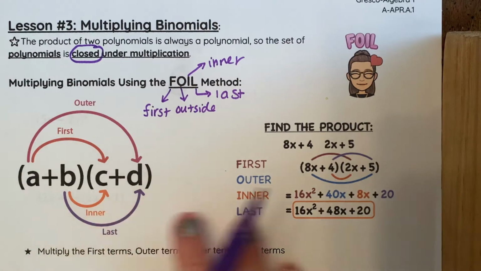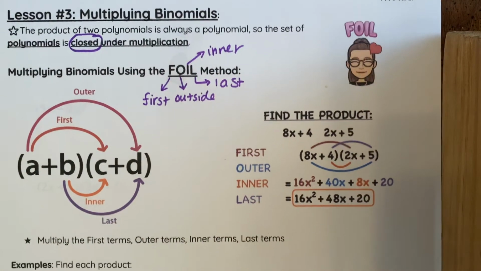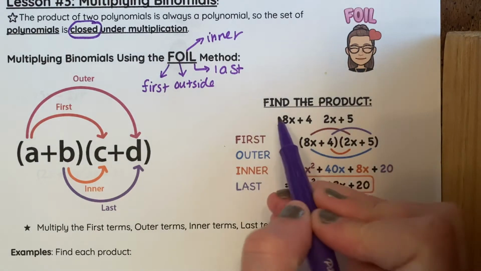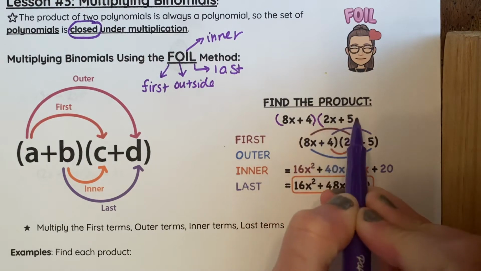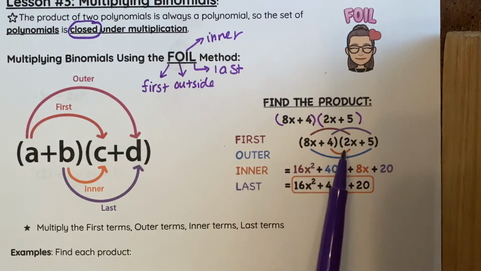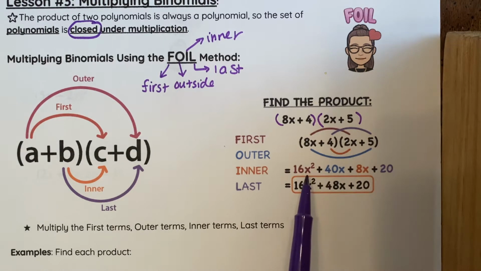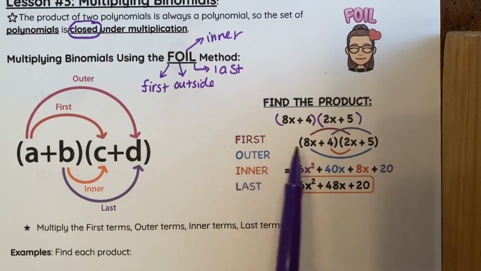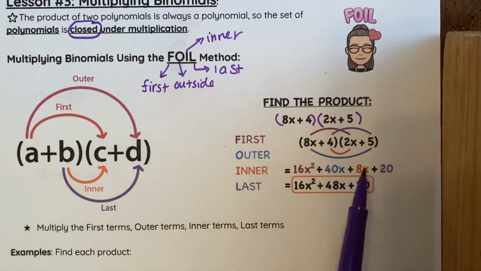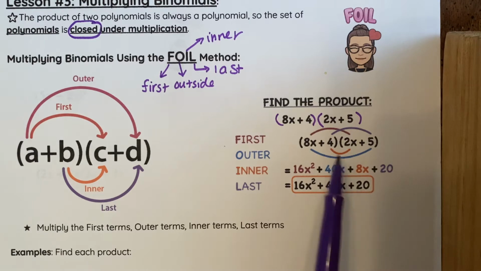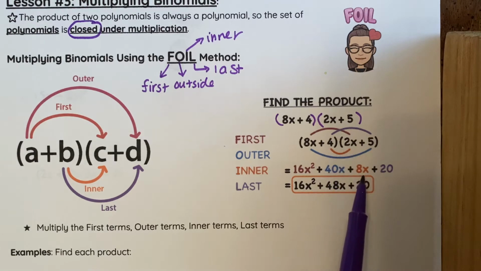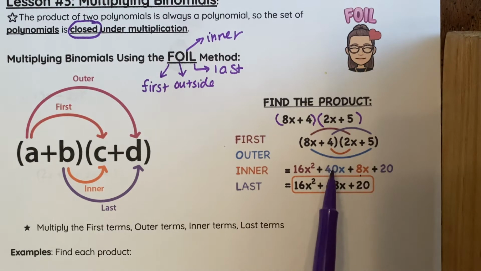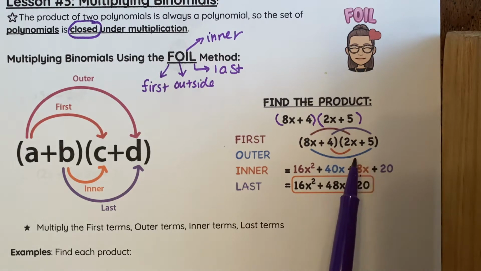So this diagram helps, and then there's a worked out guided example here. So we're finding the product of these 2 binomials. We multiply together 8x times 2x, so 16x squared. Then we do the outer, so 8x times 5, so that's 40x. 4 times 2x would be 8x. And then the last 2, 4 times 5, which is 20.